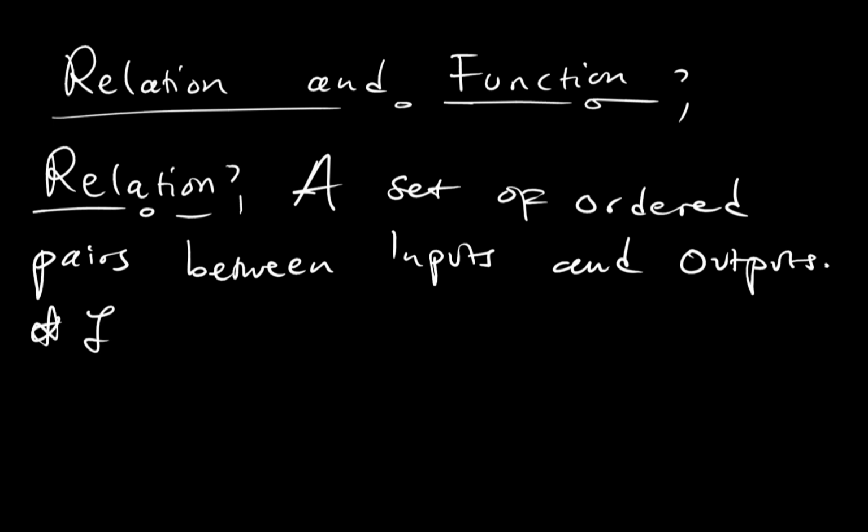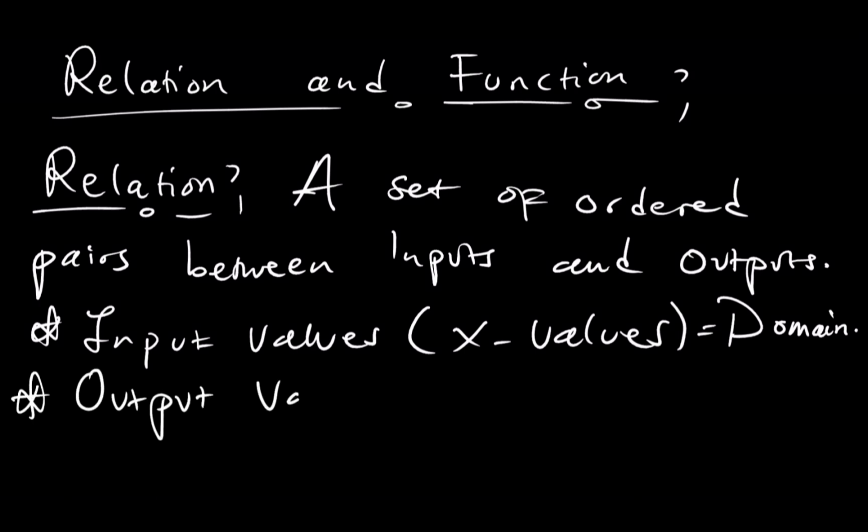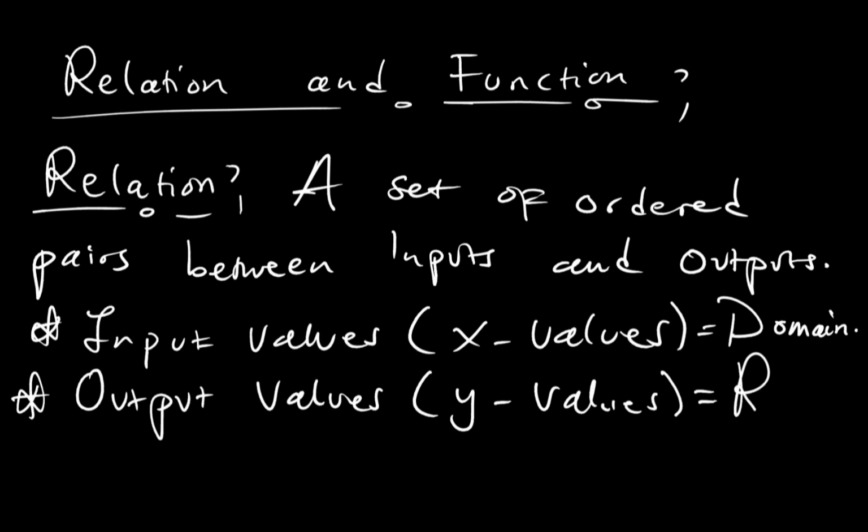they are always the x values. So we're looking at all the possible x values that define what we have. And all the possible x values are also referred to as the domain. And when we look at the output values, we're looking at all the possible y values that define something. And these are referred to as the range.